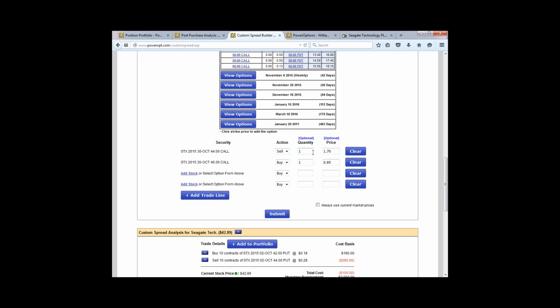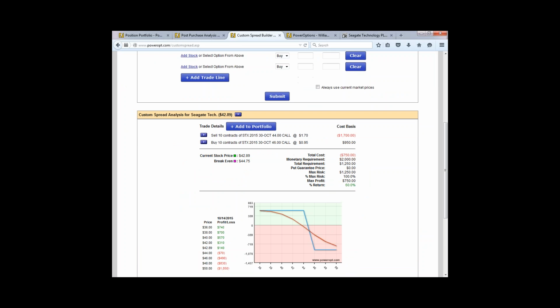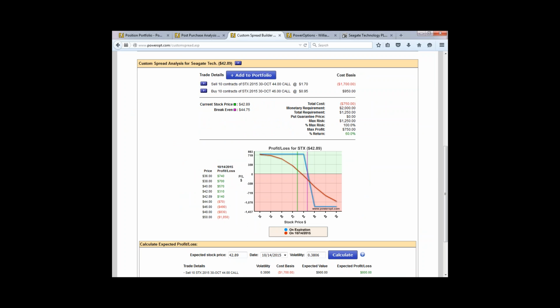And we're going to go back to 10, because remember, keeping that $2,000, it's now $1,200 after we take the loss. So selling the 44 call, buying the 46. Okay, so this gives us a max profit of $750. Why is that important? Because it was $70 more than the bull put.